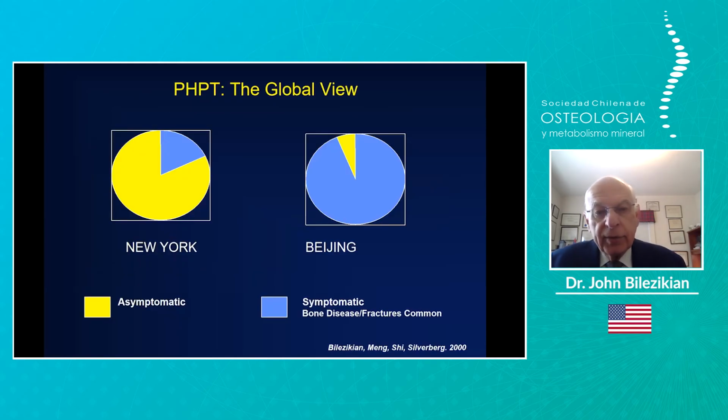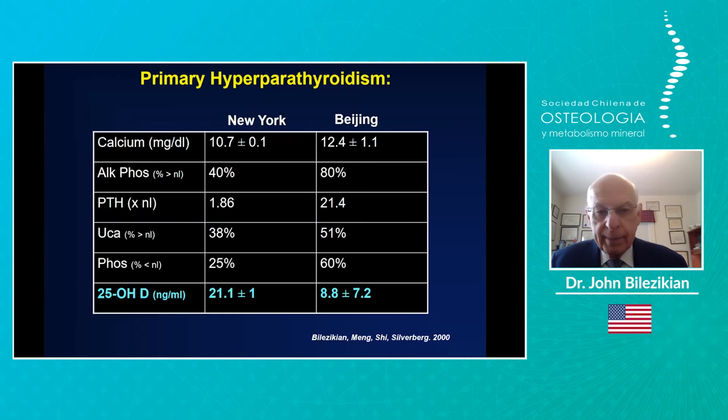A study I did about 20 years ago was noteworthy in this regard. We compared our population in New York with a population in Beijing, China. And as you'll notice by these pie graphs, the patients from Beijing, China, virtually all of them were symptomatic of the disease, whereas in our population, only about 20%, as shown in the blue slice of this pie, were symptomatic. So we were dealing with two cohorts, one of which was symptomatic and one of which was asymptomatic.